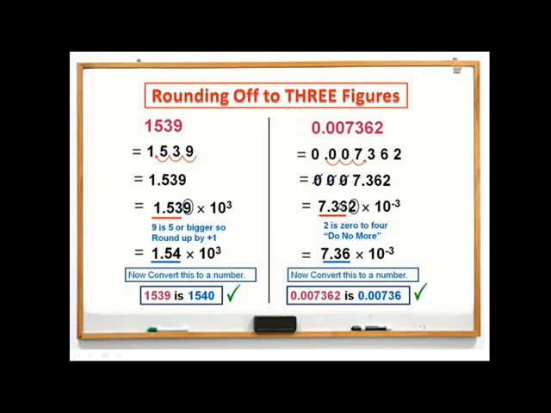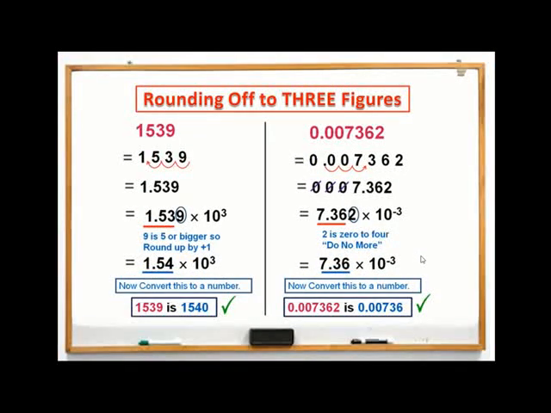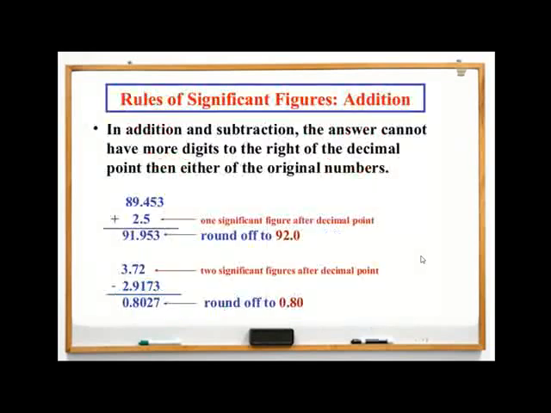Now I have to round these significant figures. We have to drop the 2, and since 2 is less than 5, I have to directly drop it without adding any number to the previous digit. Like that it is rounded to 7.36 into 10 to the power minus 3, and these are the rules to round significant figures.